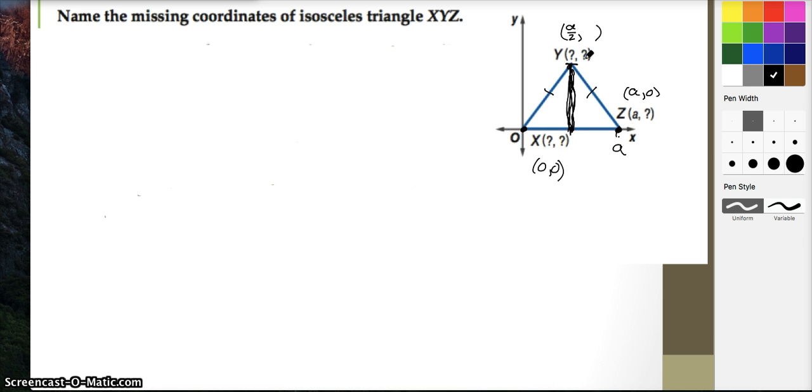The next thing I have to figure out is what the y term would be, and I have no indication for it. So what I'm going to do is simply choose a new variable, a simple one, b. So my ordered pairs for the given shape that I have here is (0, 0) for X, (a, 0) for Z, (a over 2, b) for Y.